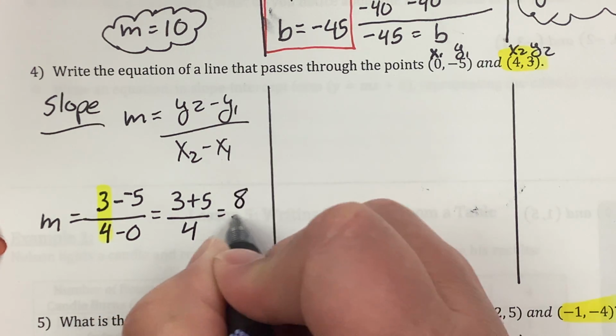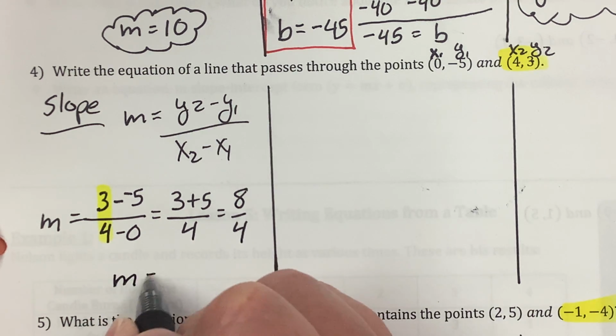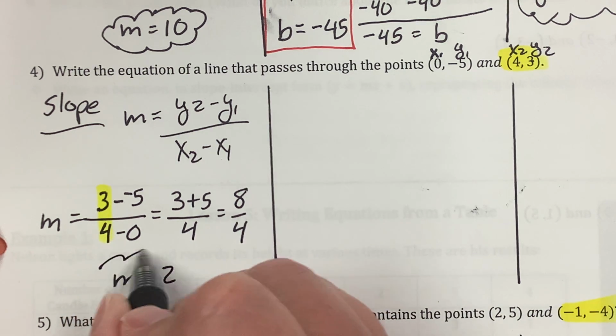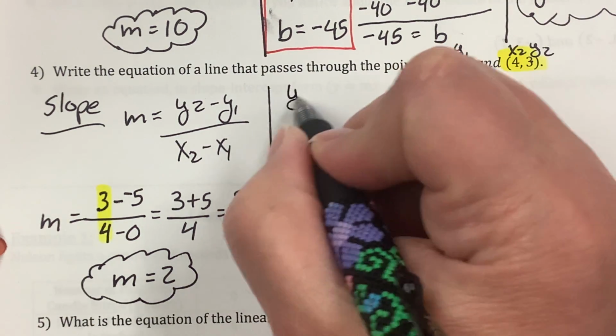That is 8 over 4. 8 divided by 4 is 2. My slope m equals 2. Poofy cloud of happiness. Yay, it's 2. Now to find the y-intercept.